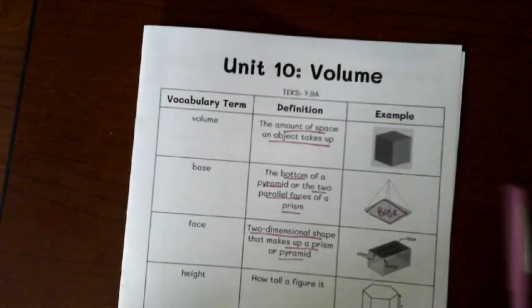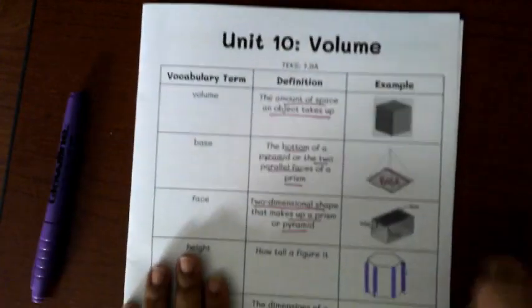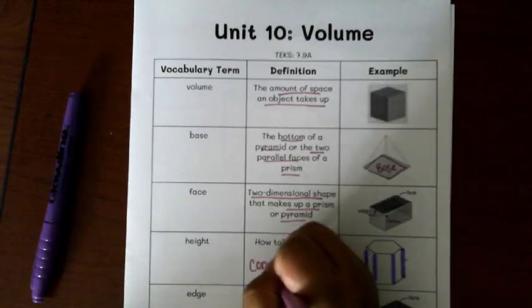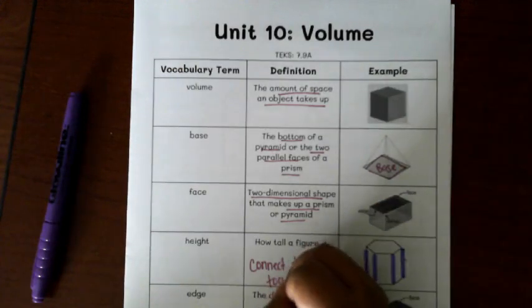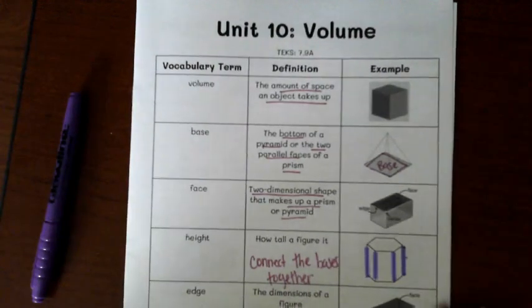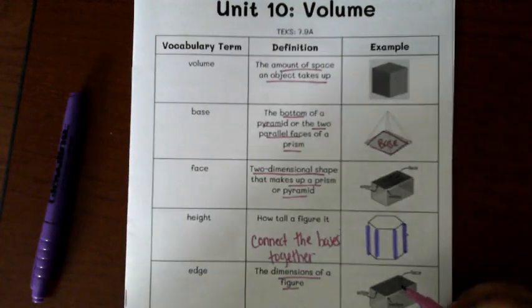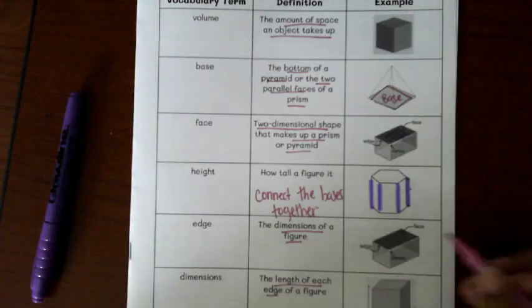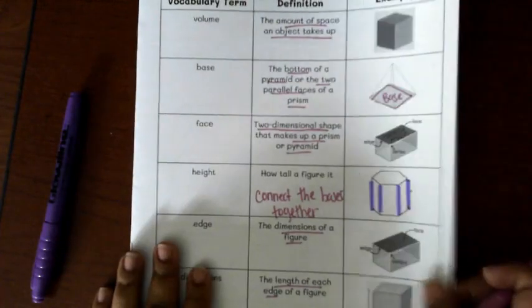Okay, we have height. Height is going to be all of these right here. Okay, and these are also going to connect the bases together. Okay, then we have edge. Edge is the dimensions of a figure. Okay, and then the dimensions are going to be the length of each edge. Okay. All right, pause if you need to, and then go to page 90.